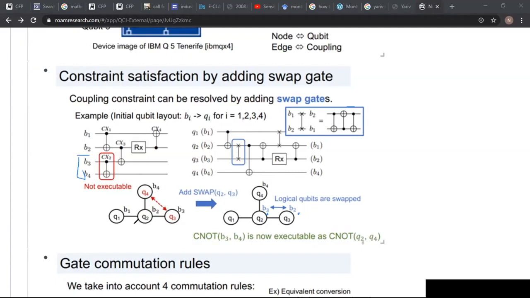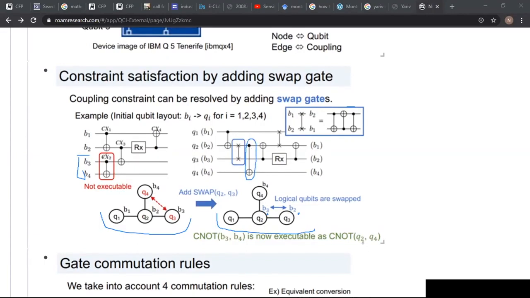So when you're trying to map, initially you map them one on one, then you apply a swap gate because you need connectivity. You need to perform this CNOT operation, which is between B3 and B4. So you swap the states of the Q3 and Q2 qubits, and now Q3 holds the state B2 and Q2 holds the state B3, and you're trying to perform the CNOT operation between the states B3 and B4. So they are connected directly now with each other. So then you apply a CNOT between Q2 and Q4.